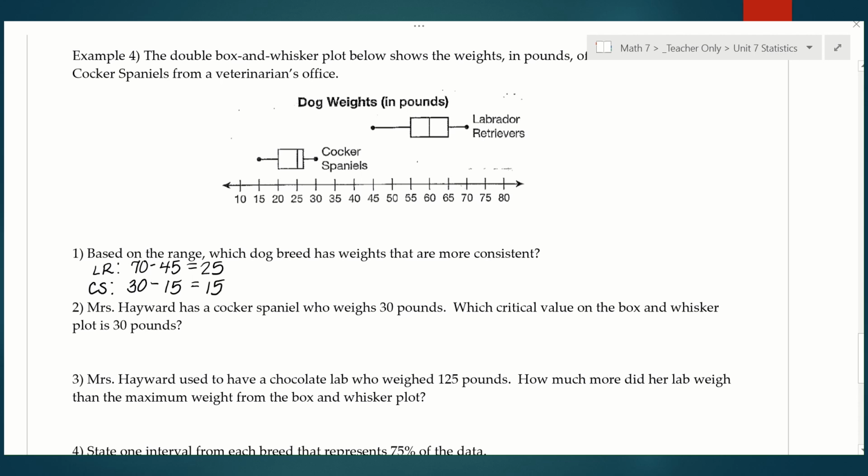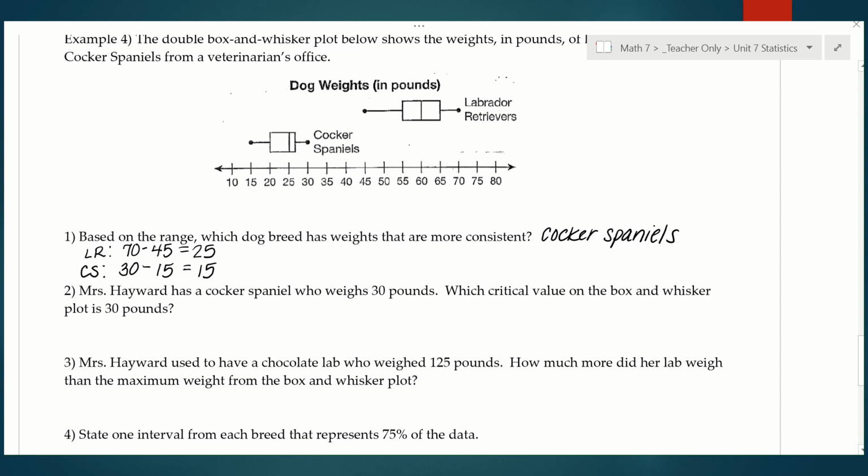range is 15. So when they're asking you who has weights that are more consistent, remember, the smaller the range, the more consistent. So in this case, Cocker Spaniels definitely are more consistent in their weights because they only vary by a range of 15, where the labs' range is 25.